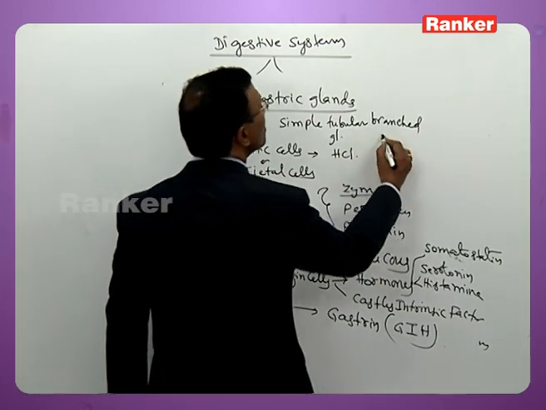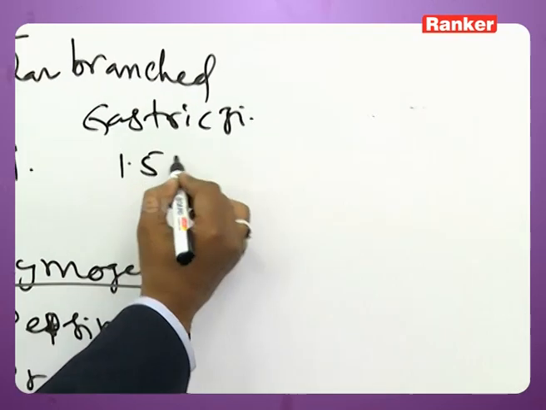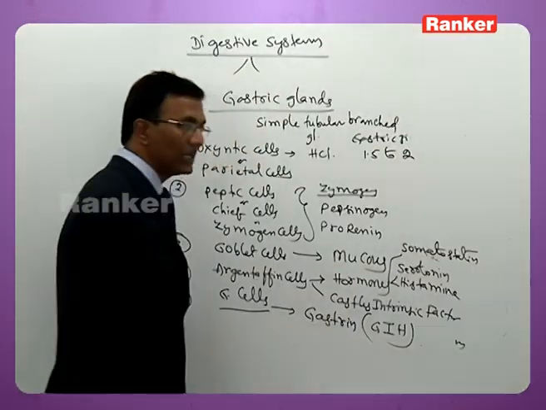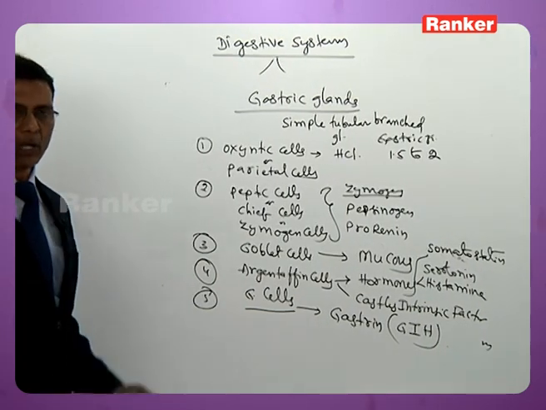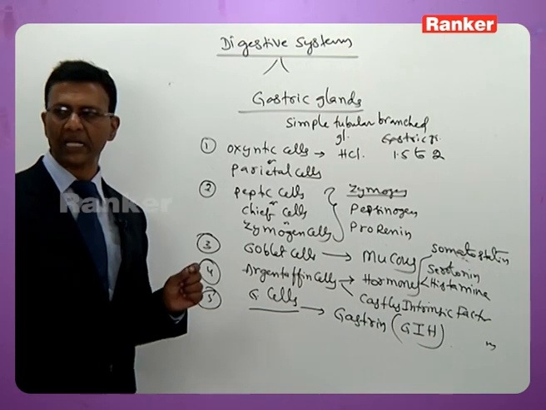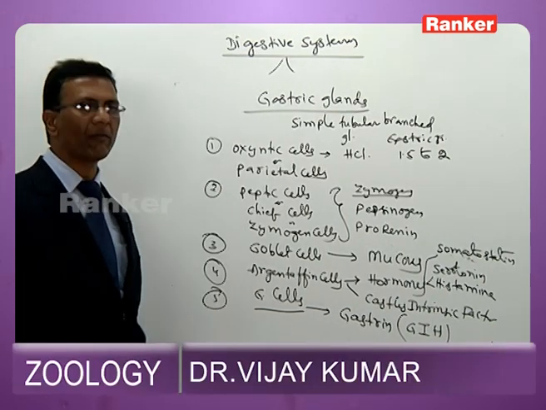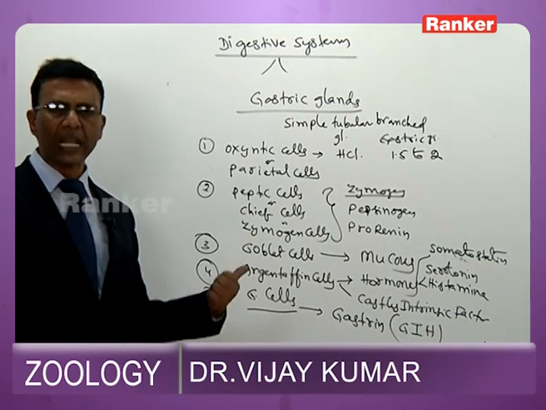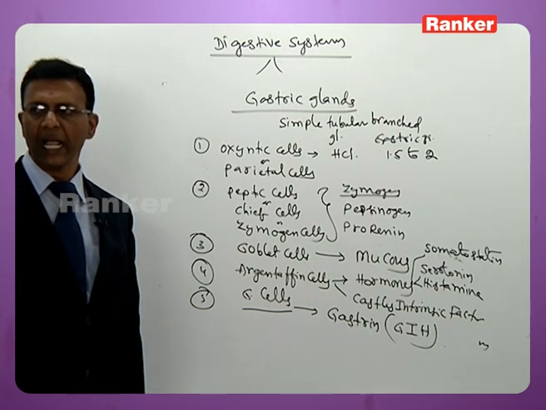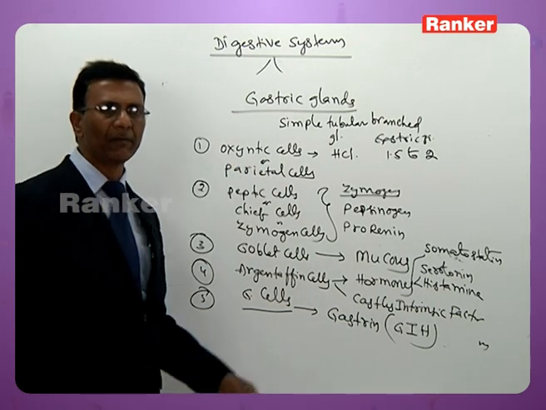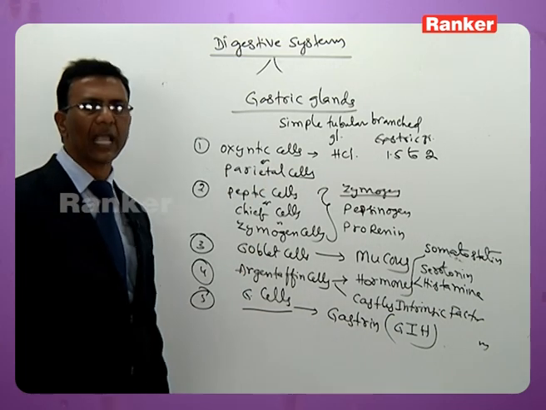Now the gastric juice is highly acidic with the pH 1.5 to 2. What is the pH of gastric juice? Highly acidic with the pH 1.5 to 2. You must remember, dear students, the pH of various digestive juices also. The pH of gastric juice is 1.5 to 2, and the pH of salivary juice you have learnt already, it is about 6.7, which is slightly acidic. It is slightly acidic in case of salivary juice and highly acidic in case of the gastric juice.